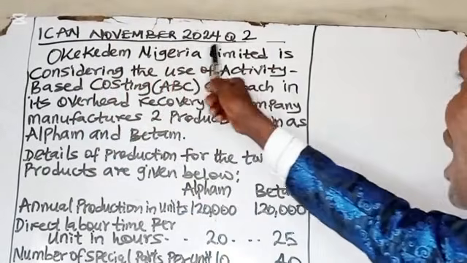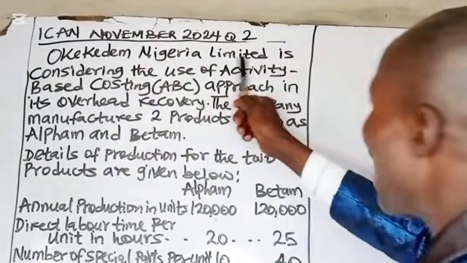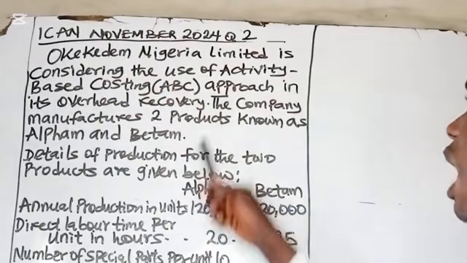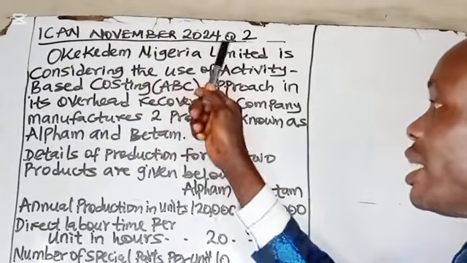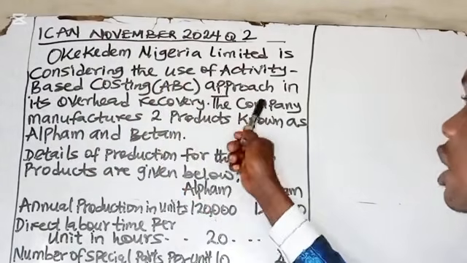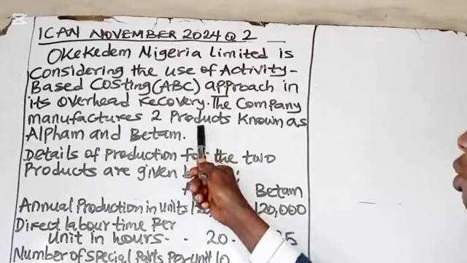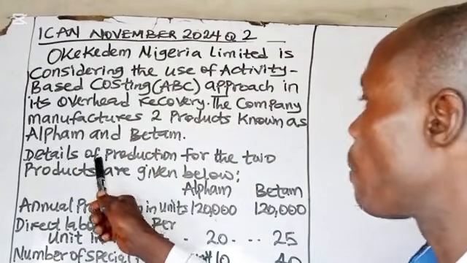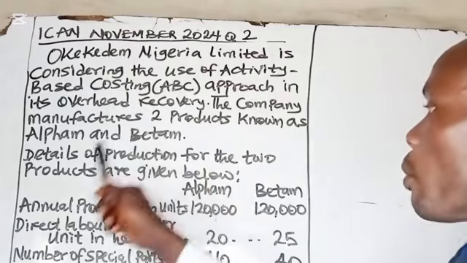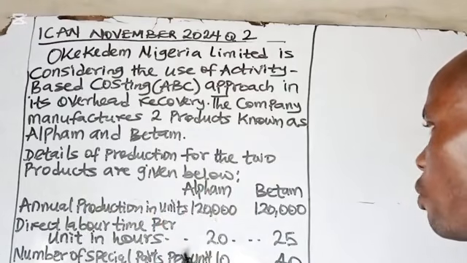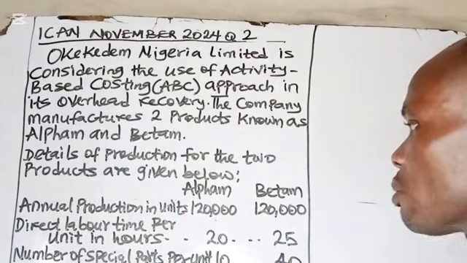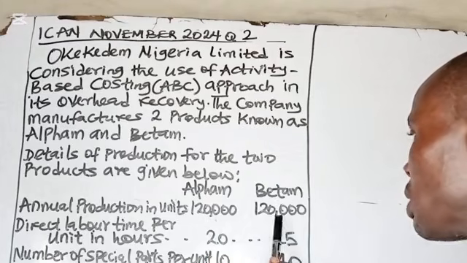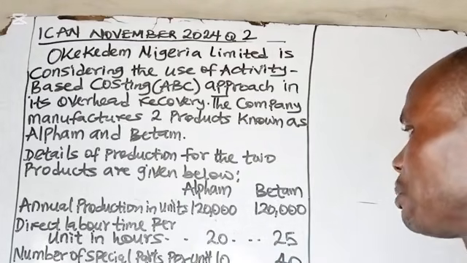OKKDEM Nigeria Limited is considering the use of activity-based costing, ABC approach in its overheads recovery. The company manufactures 2 products known as AFAM and BETAM. Details of production for the 2 products are given below. We have for AFAM and BETAM. Annual production in units 120,000 for each of AFAM and BETAM.